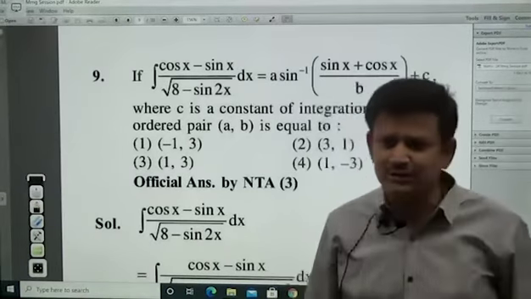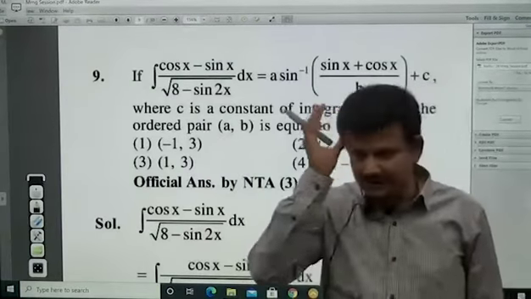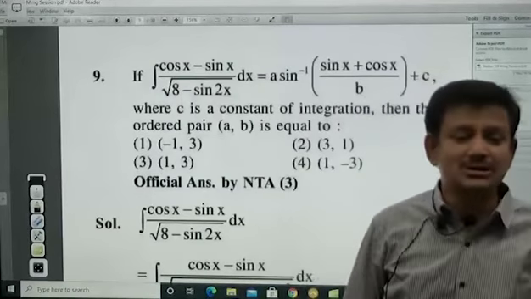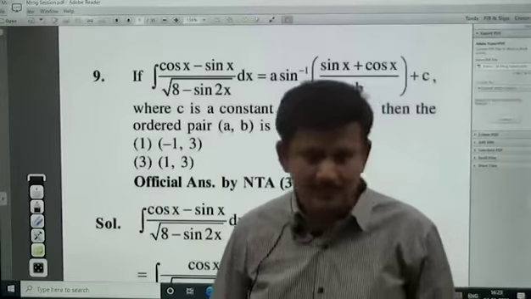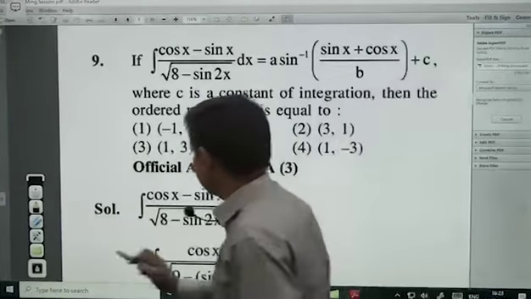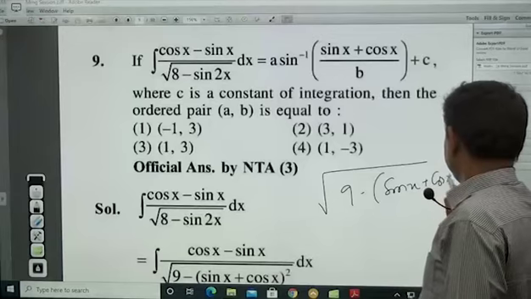Cos x minus sin x in the numerator, sin 2x in the denominator. We have done plenty of such questions in integration. Sin 2x, how will you see it as? Sin x plus cos x whole square minus 1. So the new denominator will become root over 9 minus sin x plus cos x whole square.